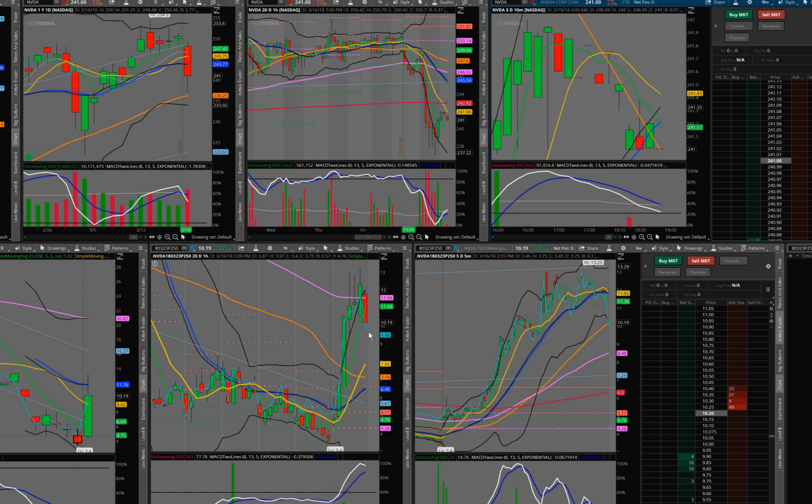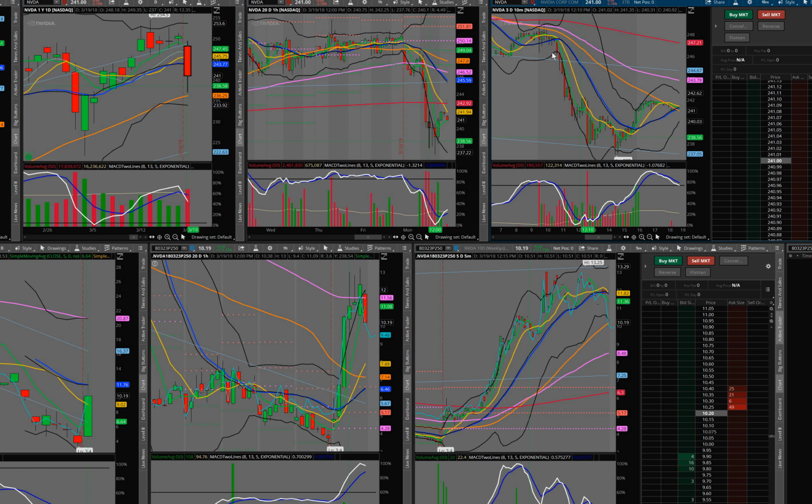This is the 60 minute. You can compare that to the 60 minute over here and see where it fell. Same thing on the 5 minute. You can see where the option accelerated to the upside. Killed this thing over here while this accelerated to the downside.